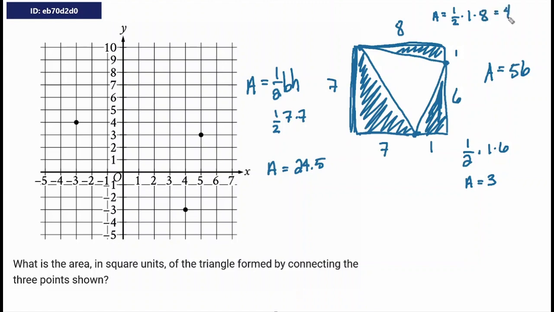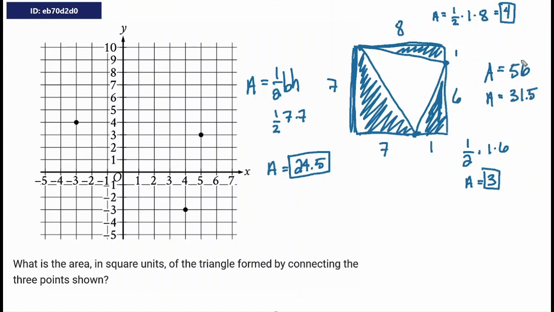So what is the area of the parts that we shaded in, the parts of our rectangle that's not the triangle? It's 24.5, 4, and 3. So again, strong recommend calculator math. 24.5 plus 7 is 31.5.